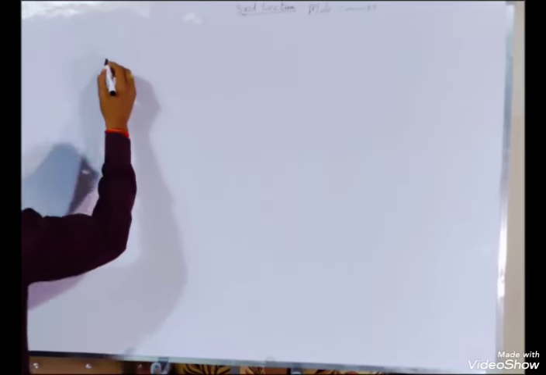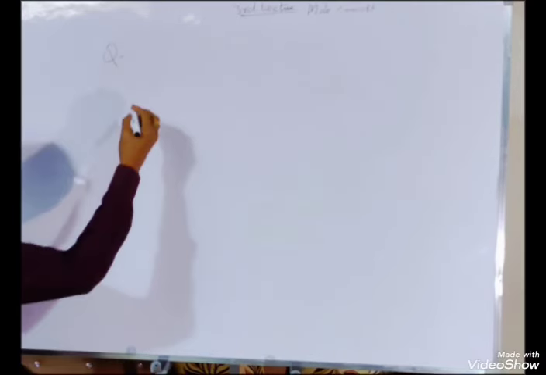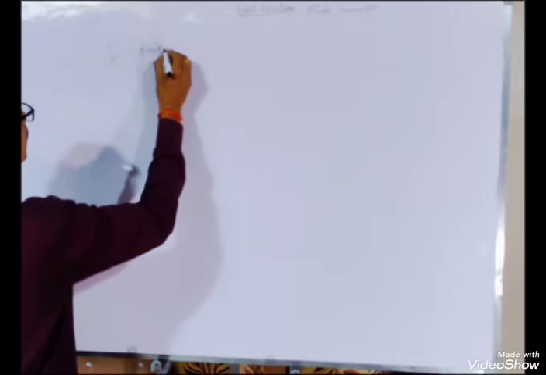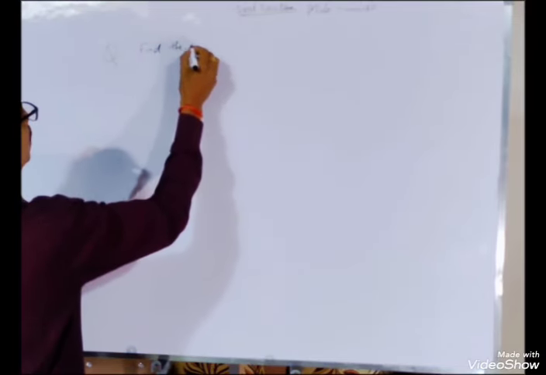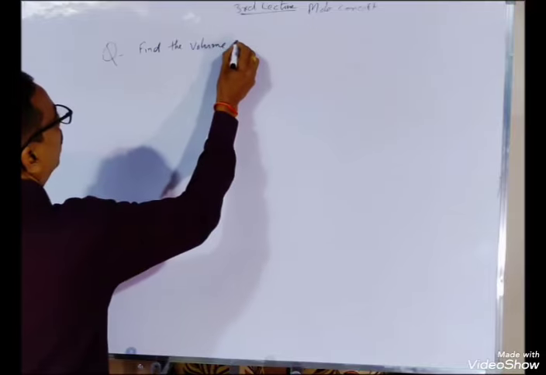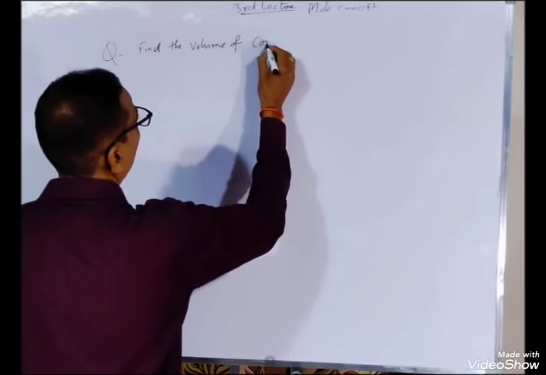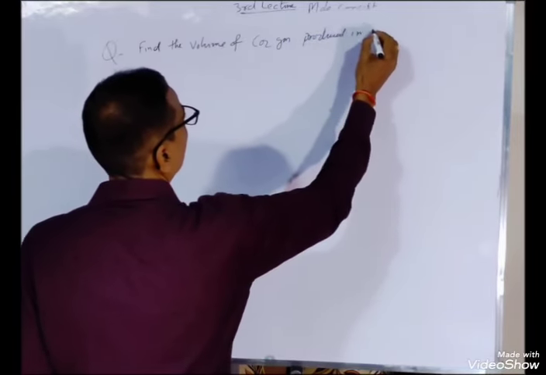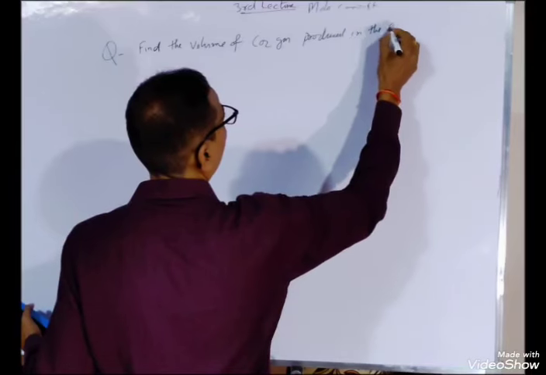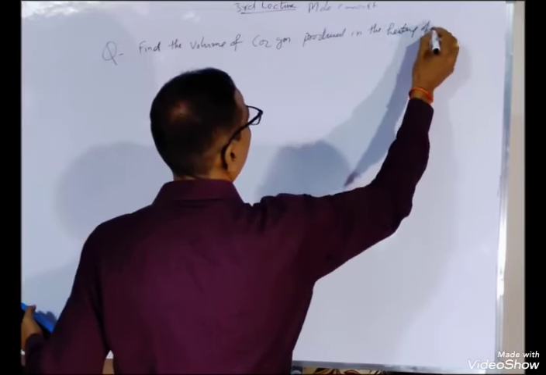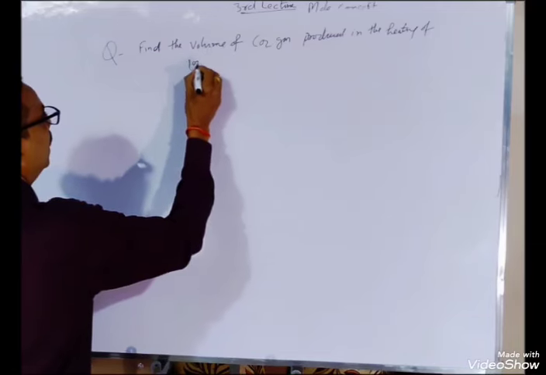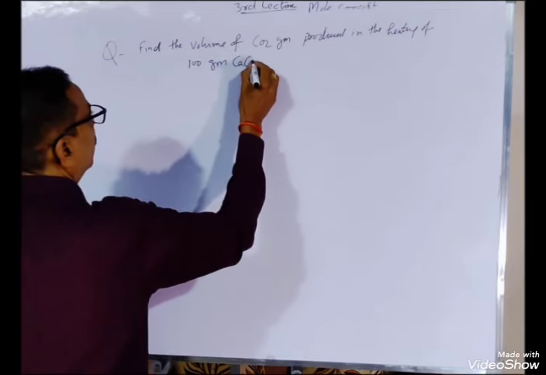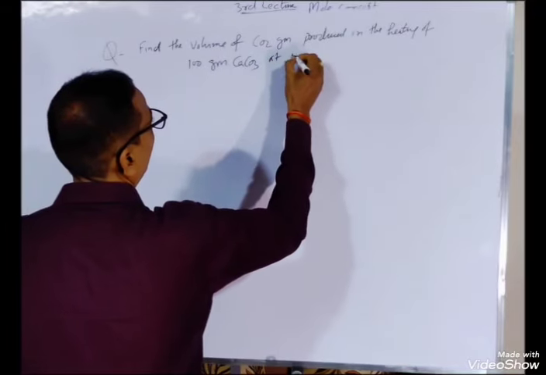Next, suppose the question is: find the volume of CO2 gas produced in the heating of 100 gram calcium carbonate at NTP.